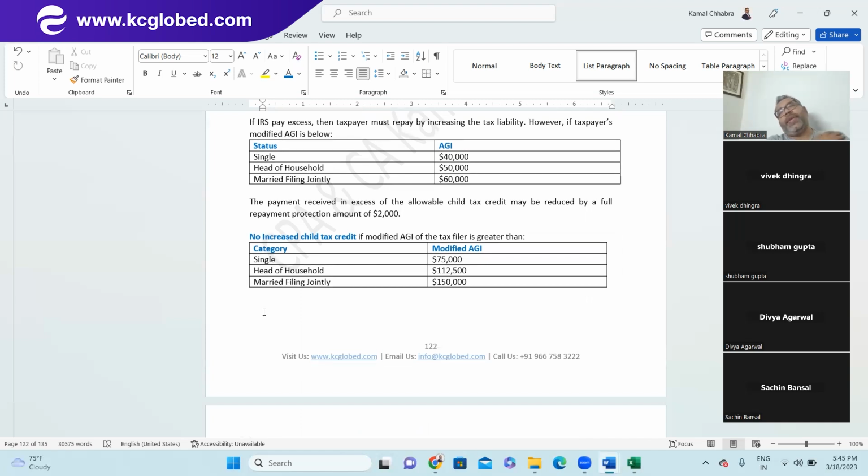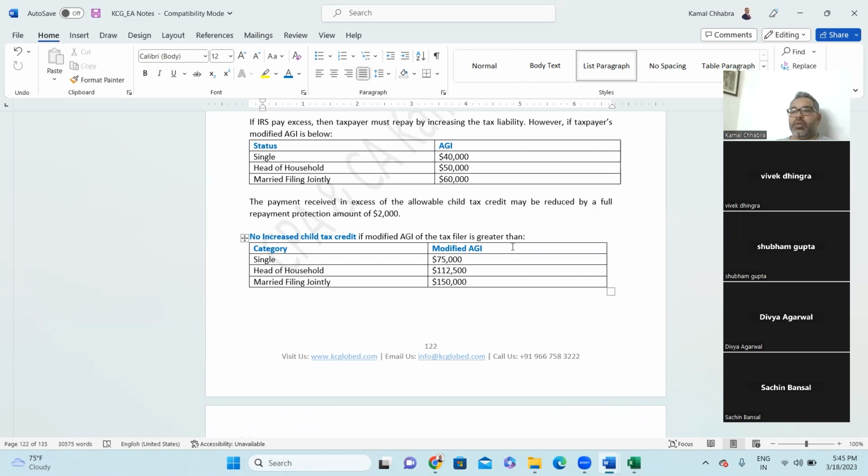That means there is a phase out limit of the child tax credit, right? For a single, 40,000 to 75,000. For head of the household, 50,000 to 112,500. And for married filing jointly, from 60,000 to 150,000, right? So for each $1,000, $50 of tax credit will be phased out.